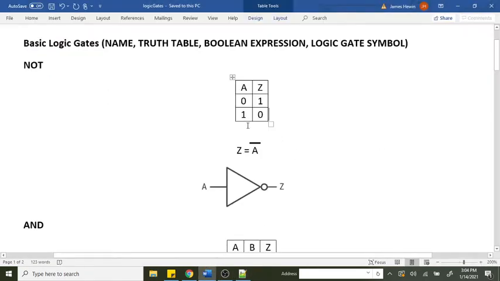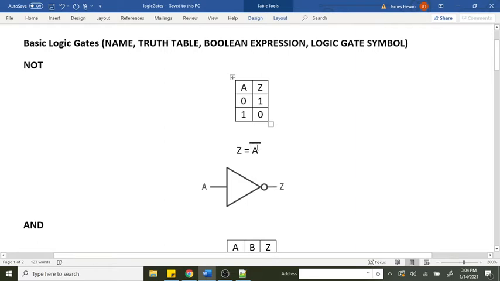So this is the NOT gate. So the input is a 0, the output's a 1, the input's a 1, the output's a 0. We can also write what we call a Boolean expression. A Boolean expression, and this is the expression. The output is going to be on the left side and the input or inputs will be on the right side. So here we say that Z equals not A.